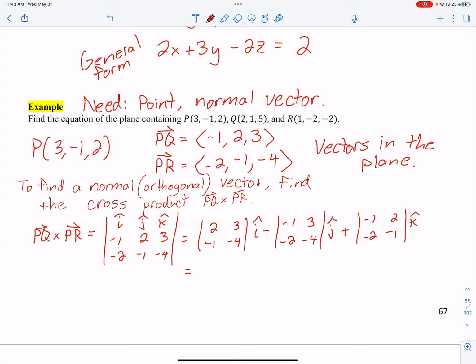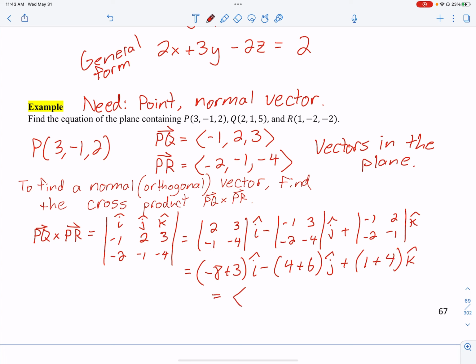All right, we just go through this process now. Our little determinants: I got -8 plus 3, i, minus 4 plus 6, j, plus 1 plus 4, k. So that vector is -5, -10, 5. This is my normal vector, and I have a point. So I'm going to use this point and this vector. It doesn't tell me what form to use, so I'm just going to put it in standard form and stop.